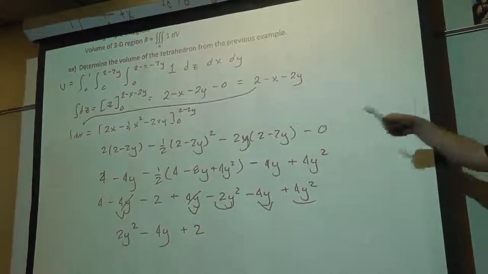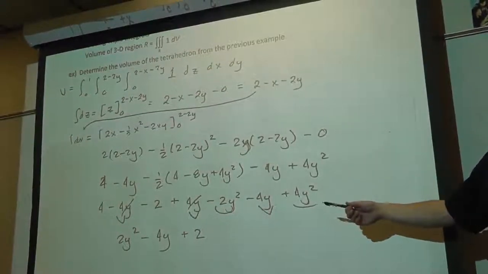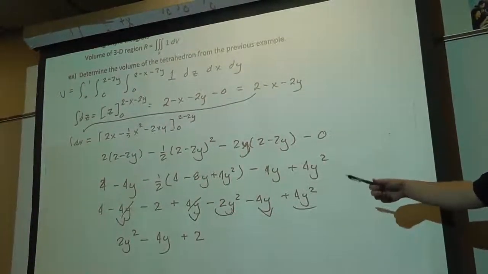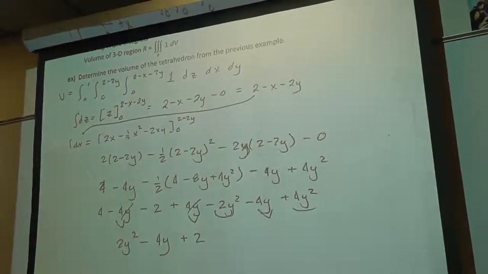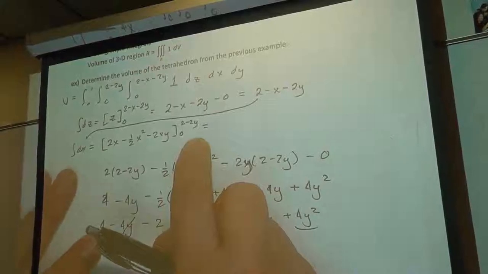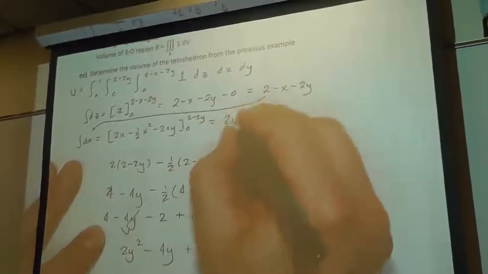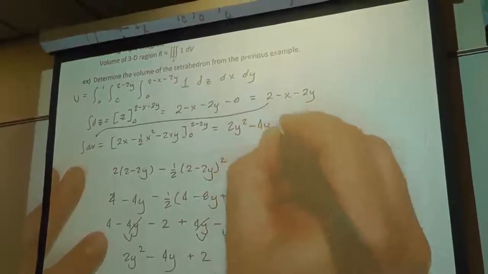So by the time I plug in those limits for the x, again, this is the end of the x third of the integration, I get that for what I want to integrate with respect to y. So just like in your solutions manual, some work goes here, and then magically this becomes 2y squared minus 4y plus 2.